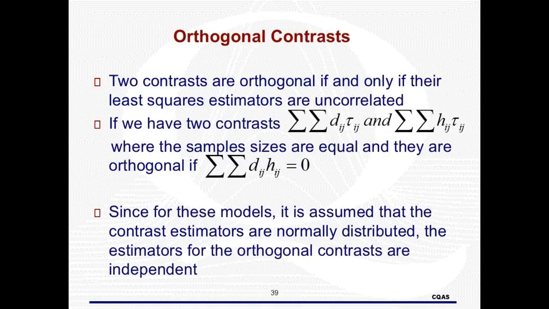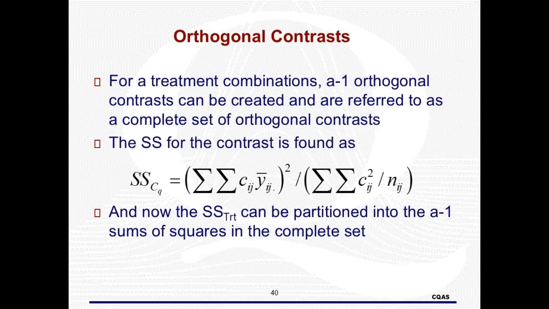Contrasts are orthogonal if their covariance is 0. This can be determined by finding the inner product of their contrast coefficients. If this is 0, then the contrasts are orthogonal. So with a levels, we can create a-1 orthogonal contrasts. This is similar to orthogonal polynomials, except in this case the contrasts are not set up to determine model order.